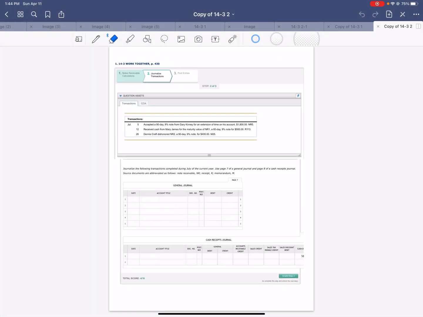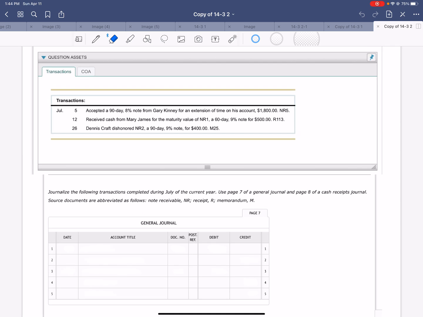Moving on to part 2 now, we are going to journalize. If you look here, it says journalize the following transactions completed during July of the current year. Use page 7 of the general journal and page 8 of the cash receipts journal. Okay, so you have your transactions right here, the 3 transactions that we covered in this section.